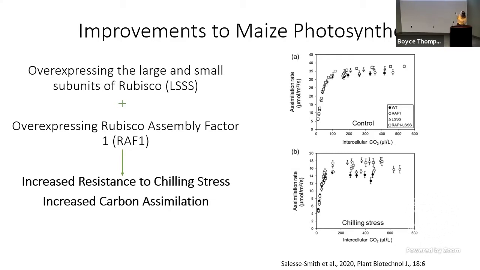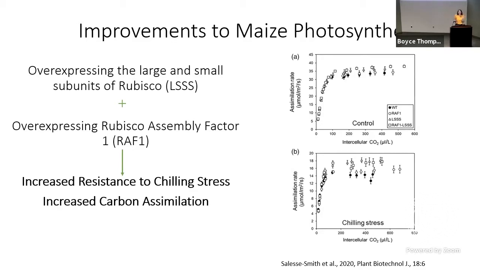So here on the slide, you see what's called an A-Ci curve. And I ran some of these as well. So I'm just going to explain the axes while I'm on this slide. On the X axis, we basically use a machine called a LI-COR to change the internal concentration of carbon within the cell. And then you can measure how much carbon is being assimilated. And that's what you see on the Y axis.